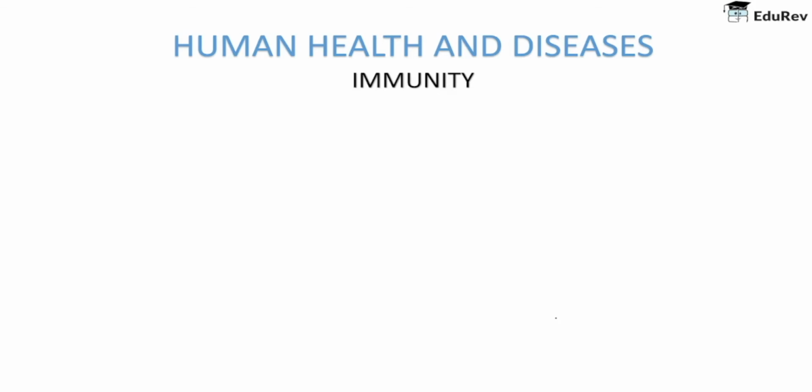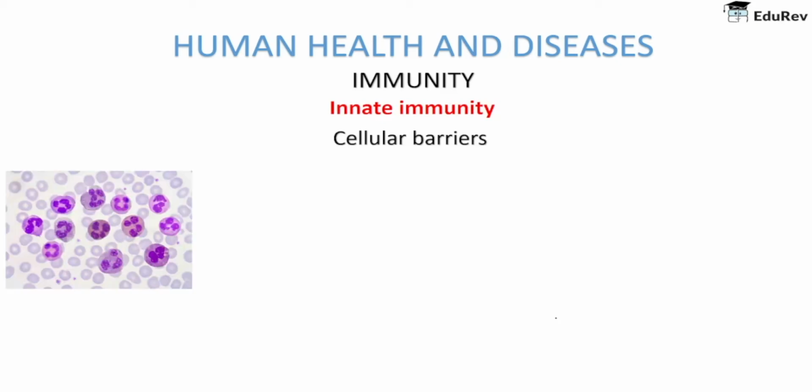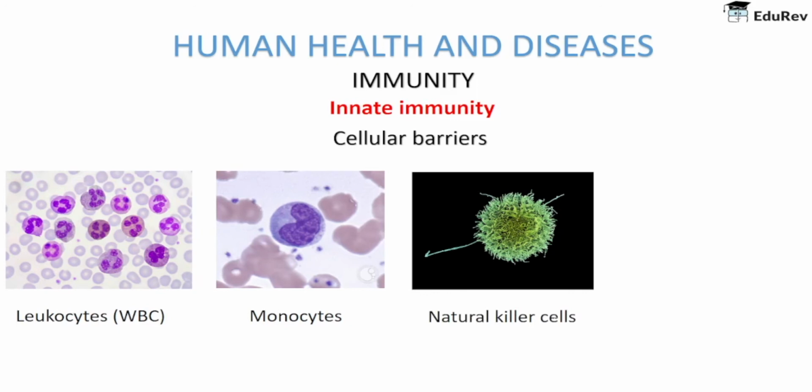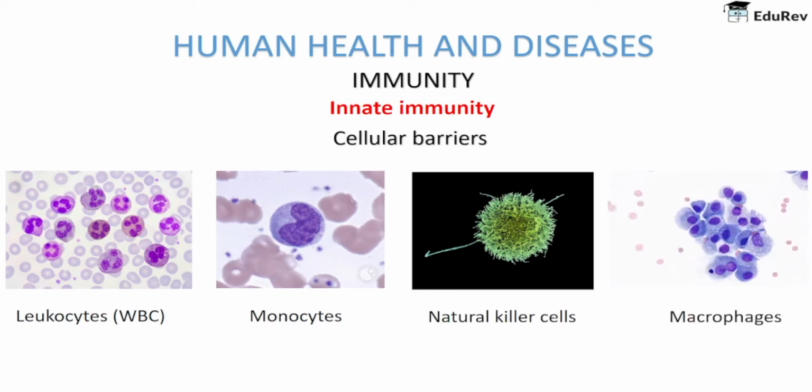The next type of innate immunity barrier are the cellular barriers. So our body also has certain types of leukocytes or the white blood cells, also known as WBCs, such as the monocytes, the natural killer cells or natural killer lymphocytes, and various macrophages in the tissues. Together they constitute a cellular barrier. These cellular barriers help phagocytose and destroy the various microbes entering inside our body.